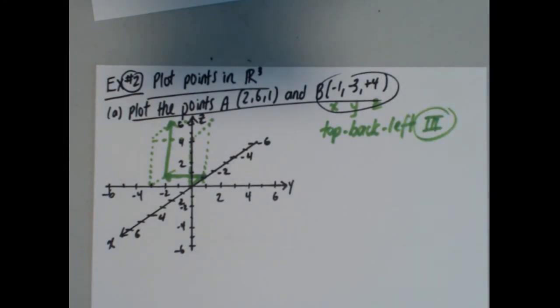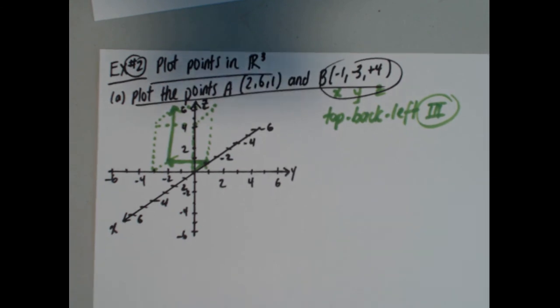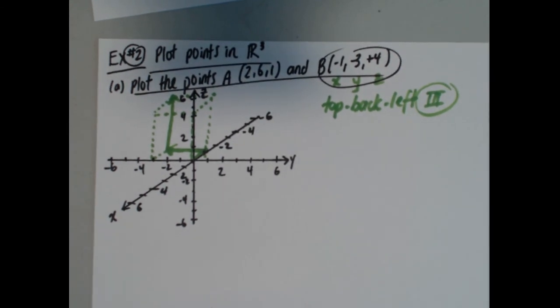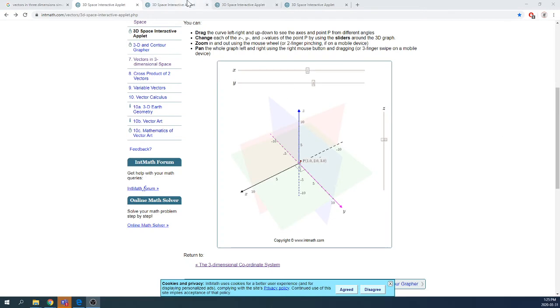Okay, now for the other one, for A, I'm going to go to the applet here and show you what it looks like. So let's switch over to the screen. All right, so here we want the point 2, 6, 1, and there it is, 2, 6, 1. Like I said, you can play around with these scrolls and figure out where it's going to be, but this is essentially where you have it.